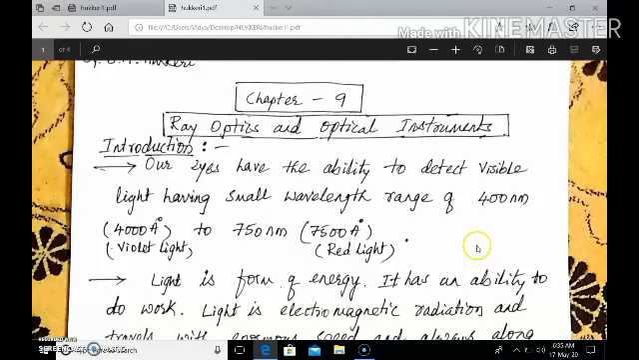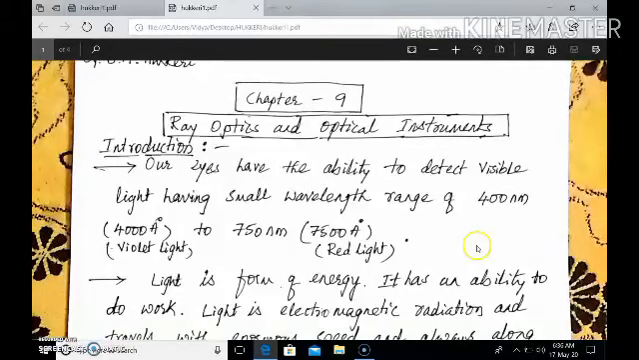So, in this context, I deal with chapter 9, that is ray optics and optical instruments. The introduction part.